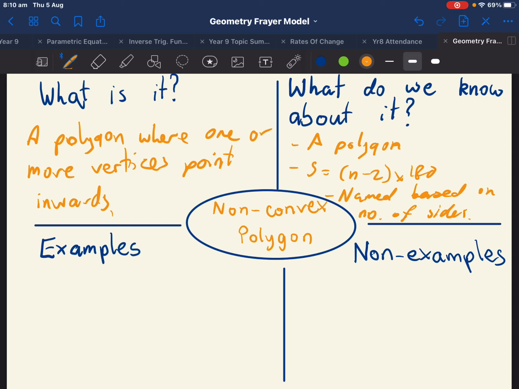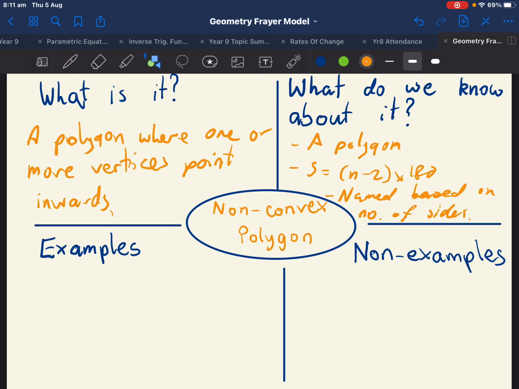But anyway, what I wrote here was names are based on the number of sides. So for example, a 4-sided non-convex would be called a quadrilateral. If it's got 5 sides, it'll be called a pentagon. 6 sides, it'll be called a hexagon. It doesn't matter that it's non-convex, that convention still applies to it. Let's look at some examples.